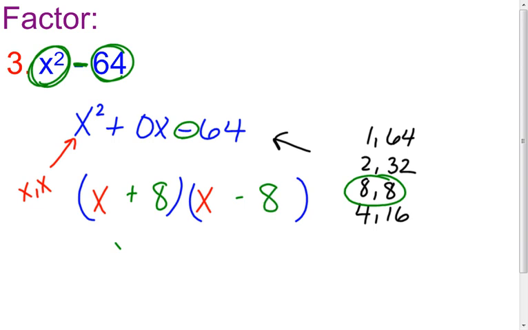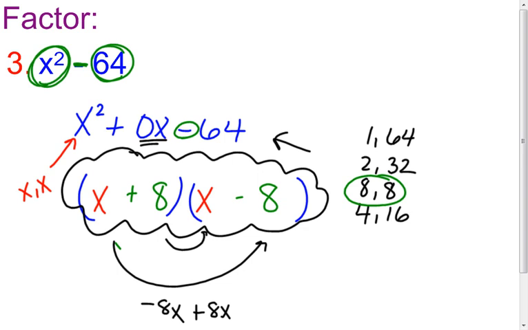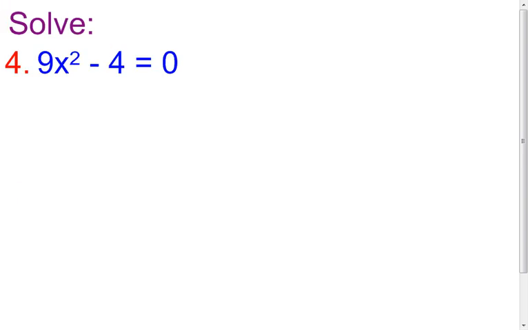And now let's check this. If I check my outsides, I have negative 8x. If I check my insides, I have positive 8x. Negative 8x plus 8x does make a 0x that I need in the middle right here. So this is how this factors. Again, notice you had a quantity squared with a minus sign in between, and then 64 is 8 squared. Okay, so notice you put plus 8 and minus 8 in your factors.